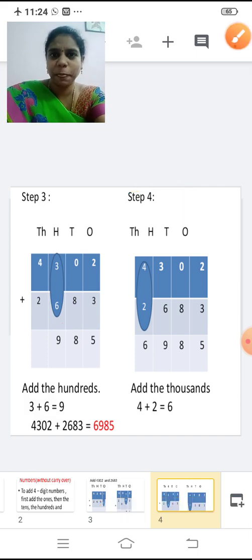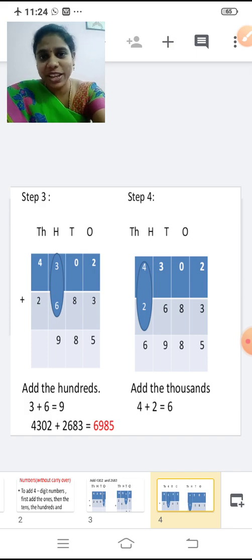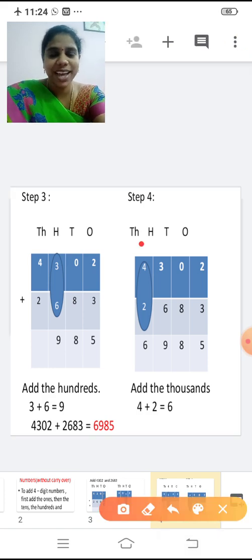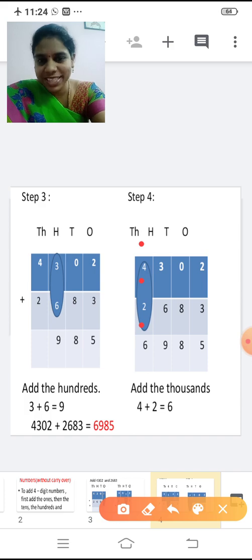And next what you have to do? First we have added the ones place, and then the tens place, and then hundreds place, right? Then what we should do now? Then we should add the thousands place, isn't it? What is there in the thousands place now? 4, 2. Add 4 plus 2. 4 in the mind, 2 in the finger. After 4, 5, 6. So write 6 here.